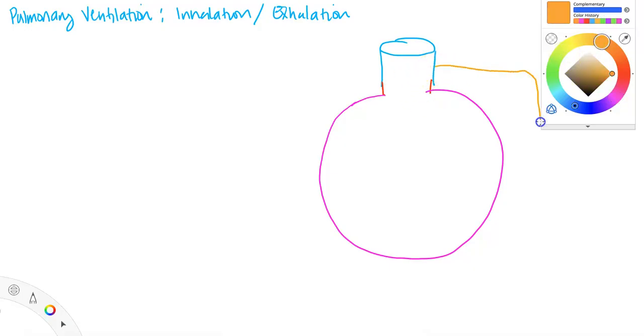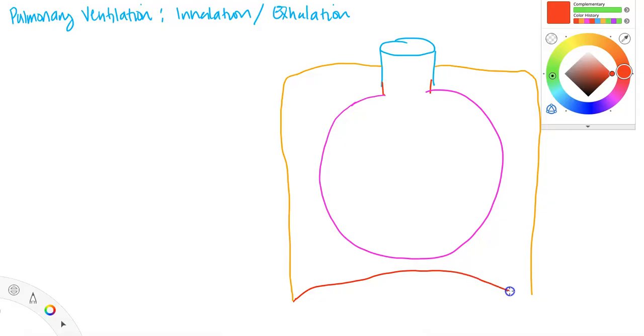Okay, and here's the walls of my cavity. The bottom of my cavity is the diaphragm. Okay. Here's my alveoli. This is my trachea, remember.